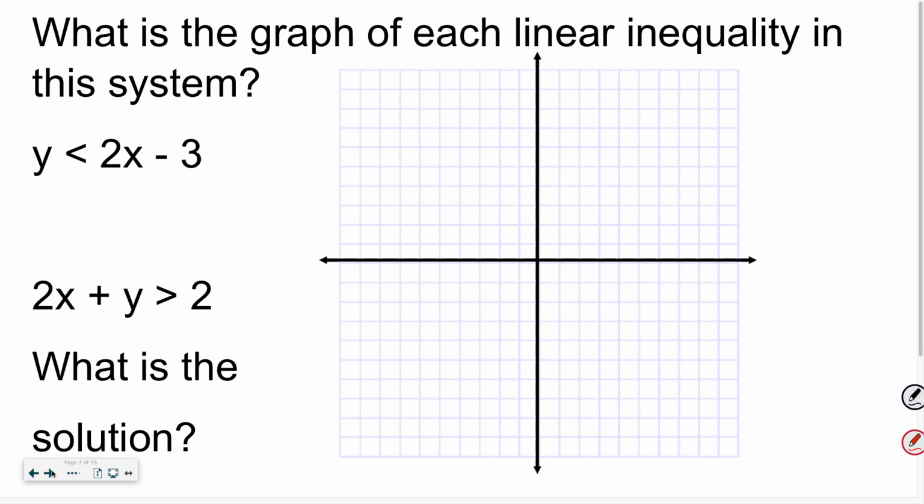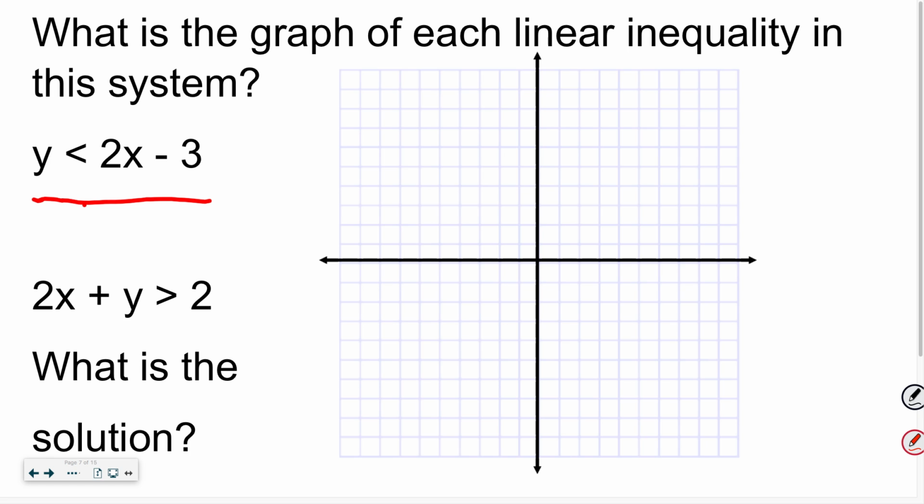Alright, so we're gonna start. This is a system of inequalities, but we're gonna start just by graphing the first one, because we haven't graphed any inequalities yet, so we're gonna work with just one for right now. So y is less than 2x minus 3. Think about how we've graphed just a line in the past. There's multiple ways that we've learned.